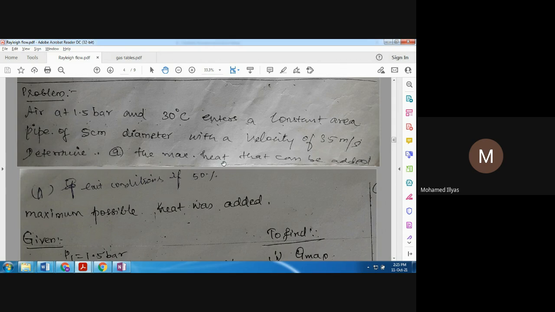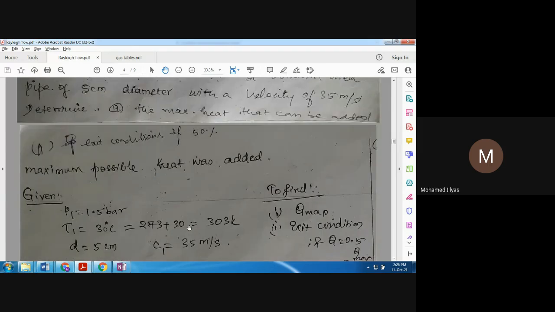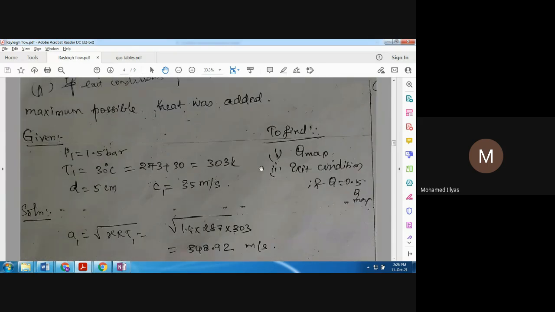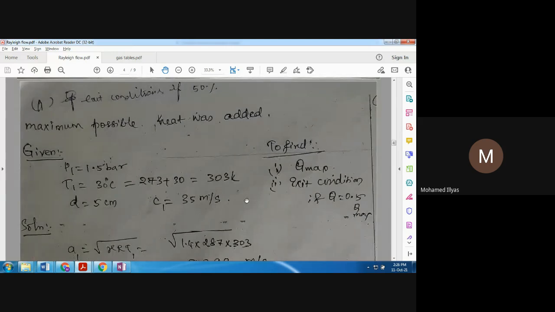Once the term heat comes, it is only a Rayleigh flow. In Fano and isentropic flow, we don't have any heat transfer part. So it is a Rayleigh flow problem, constant area pipe. The given data is inlet pressure and temperature of 1.5 bar and 30 degrees Celsius. Pipe diameter is 5 centimeter. Velocity is also given, which is 35 meters per second.